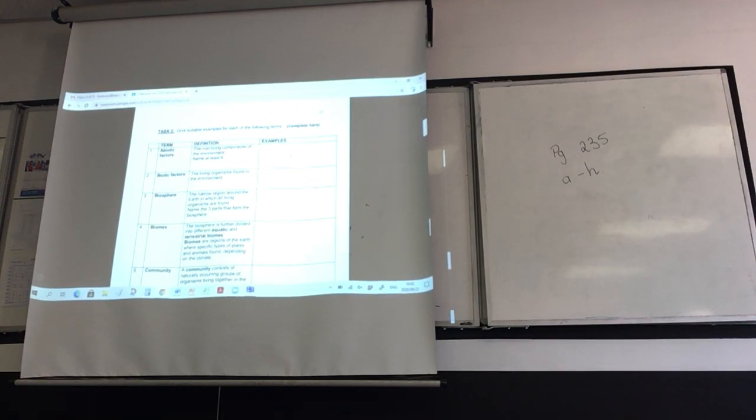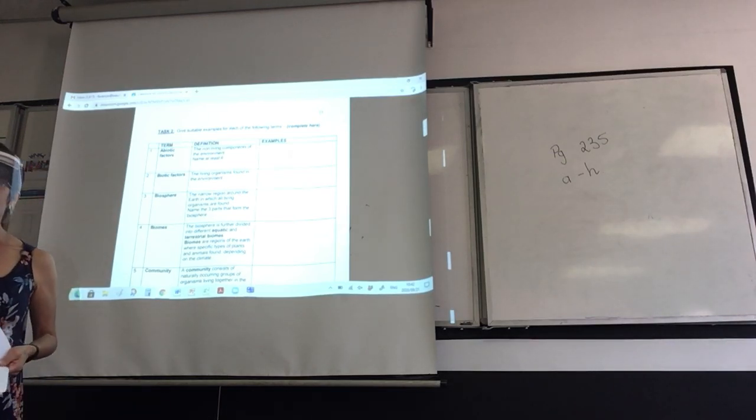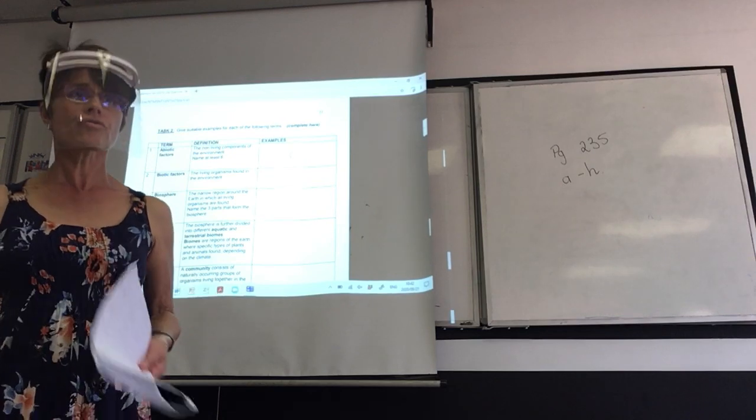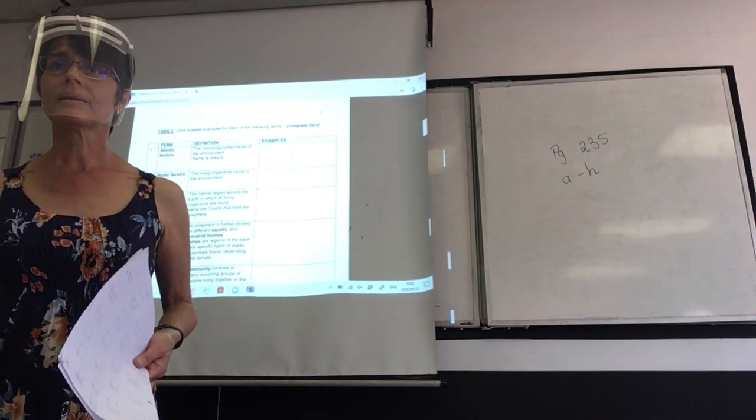Pond. In a lake. Okay, she said lake. Yes, she's right. Anything else? Come down. Any other habitats? A tree. Who lives in a tree? An owl. Good.